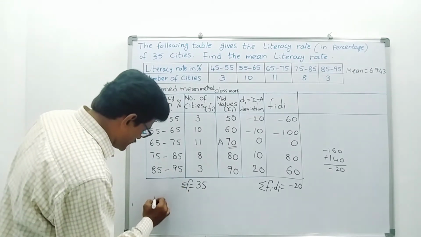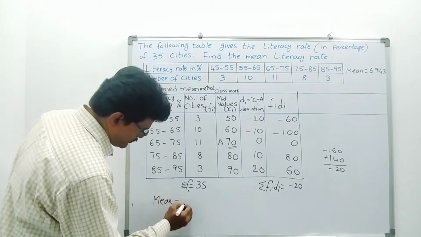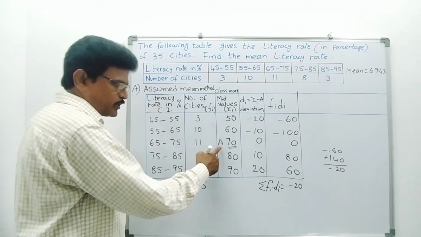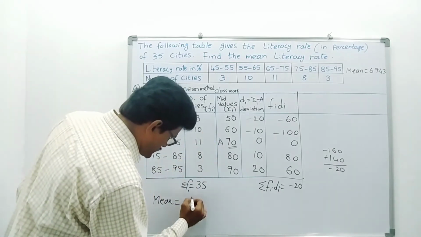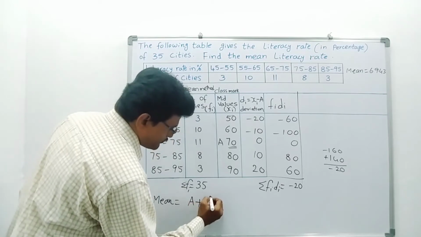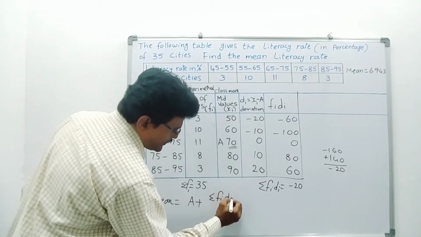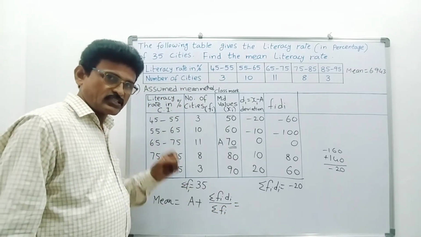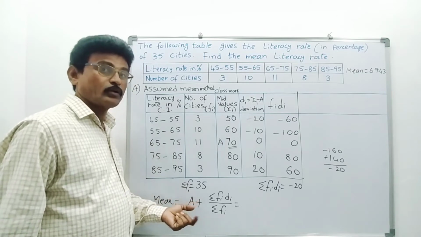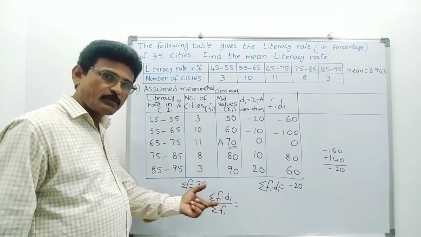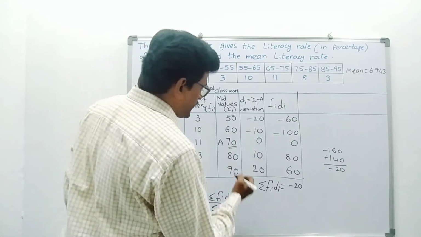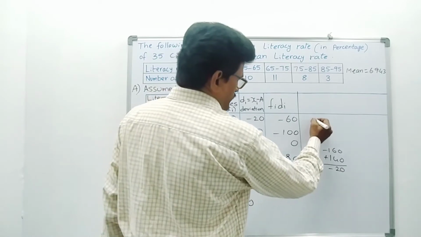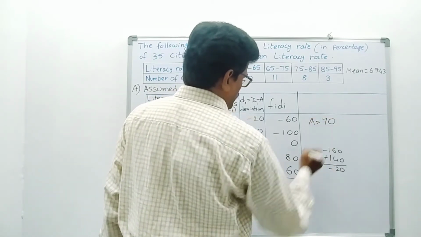Now what is the formula here? Mean. See, students, to find the mean in the assumed mean method, we are assuming a. So take first a plus, same thing, sigma fi di by sigma fi. In the first case, it was sigma fi xi by sigma fi. Now a plus sigma fi di by sigma fi. What is a here? We are assuming 70.